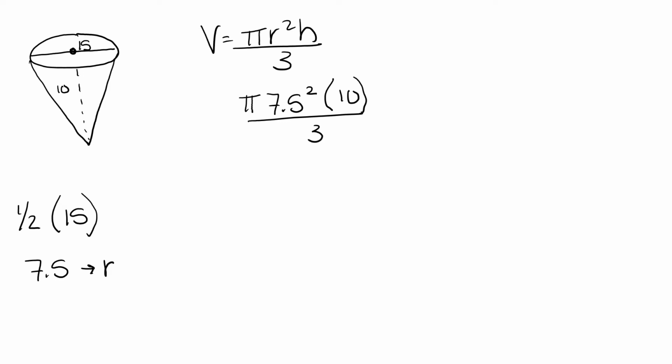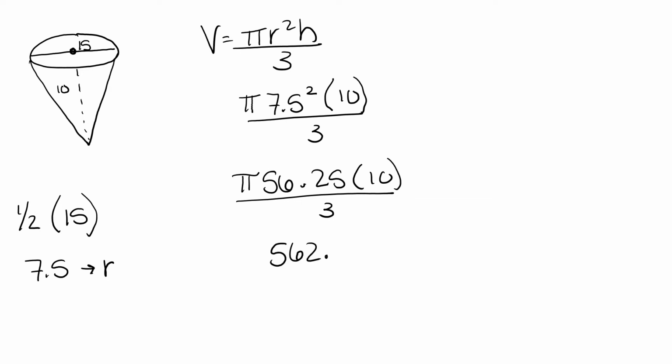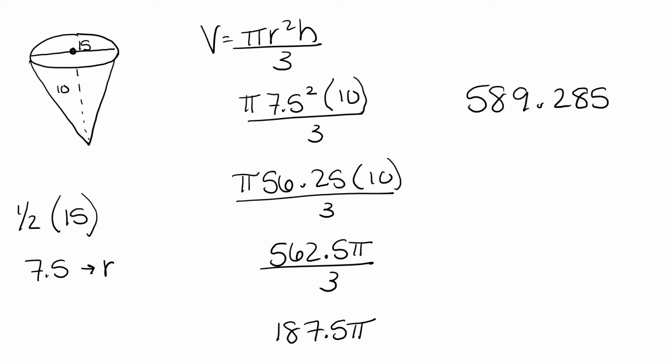7.5 squared is going to give us 56.25 times the 10, which is our height, to give us 562.5 divided by 3 gives us 187.5, and then times the pi value given to us in the directions, 22 over 7, gets us a number of 589.2857143... on and on.